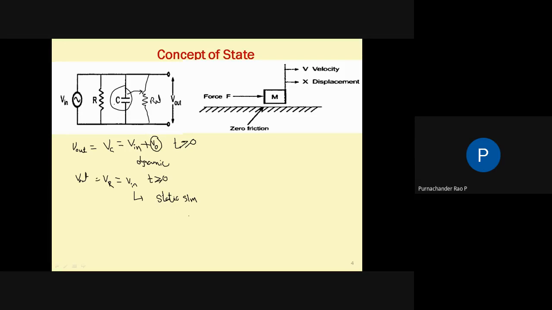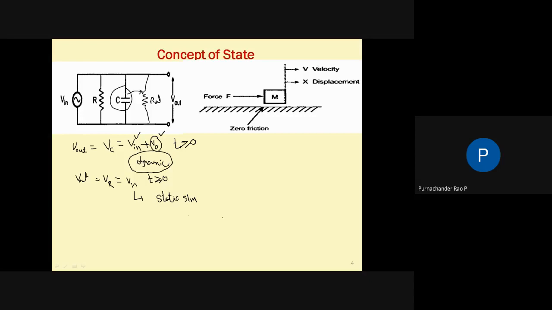Whenever a capacitor is there, it stores some energy, and your output voltage depends on the input as well as the initial conditions of the system. This type of system is called a dynamic system.